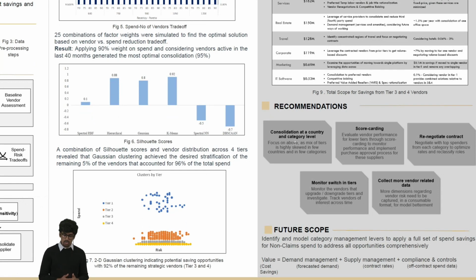Now, coming to the future scope, besides spend and risk, we also identified forecasting demand, renegotiating contract rates, and tracking off-contract spend data as things that could be included into the model that will help us capture the holistic interaction of a vendor with the business and consolidate them as we go forward in time.